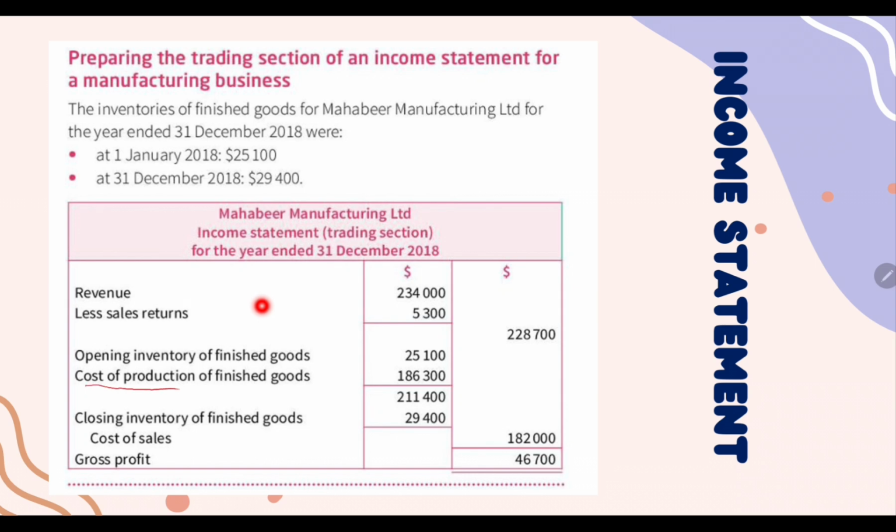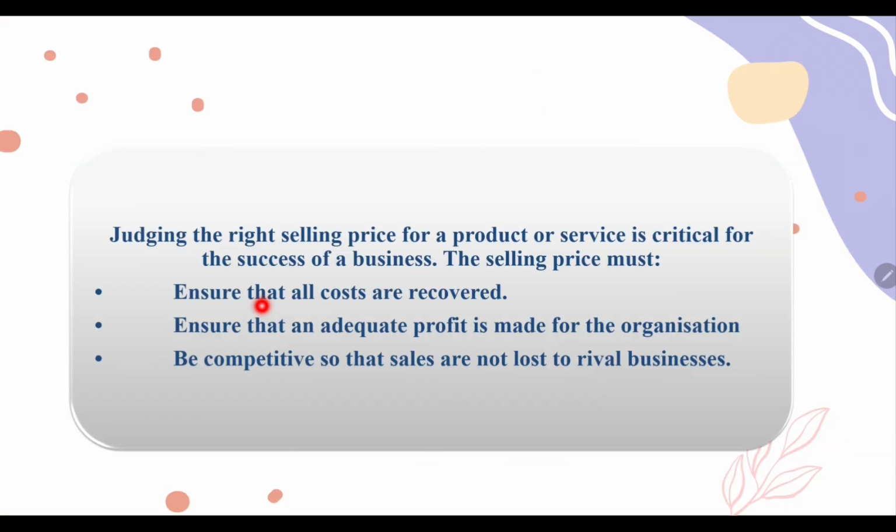So let's go through. We have revenue. This was given in the trial balance previously. We have revenue, less sales return. We have net revenue, which is 228,700. We have opening inventory added on to the cost of production of finished goods. We have 211,000. Less closing inventory of finished goods. We have cost of sales, which will be minus from the net sales, and that will give us our gross profit. And remember, we had carriage outwards. Well, that's an expense which should have been minus. And that's about it, I think.